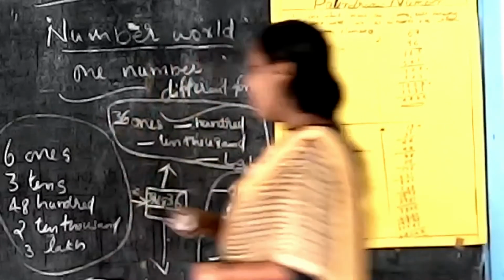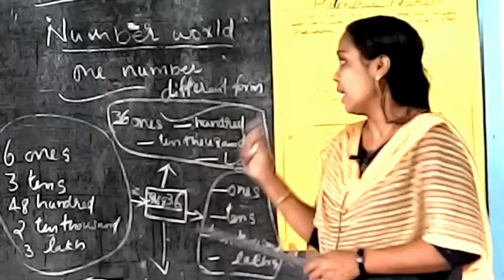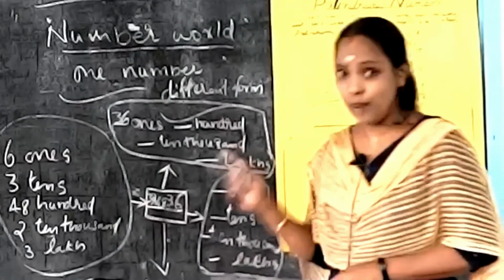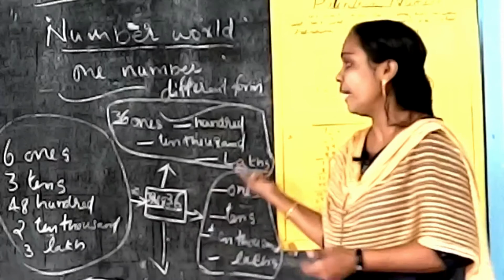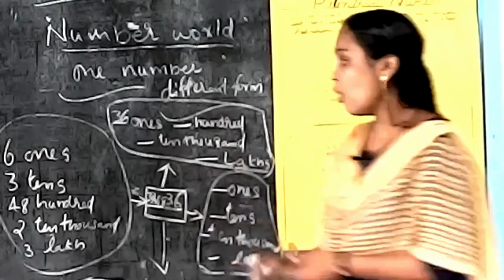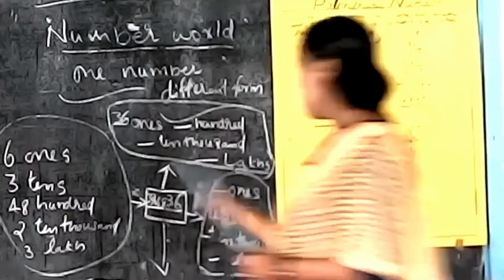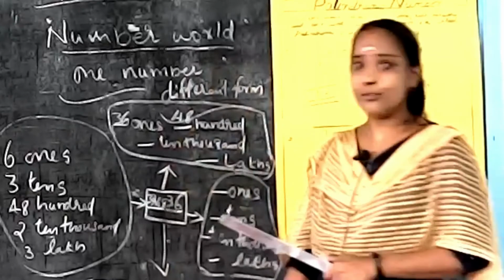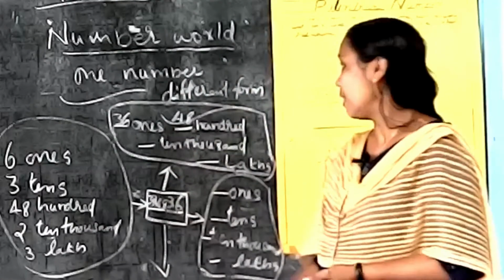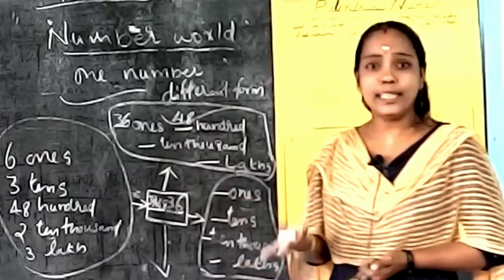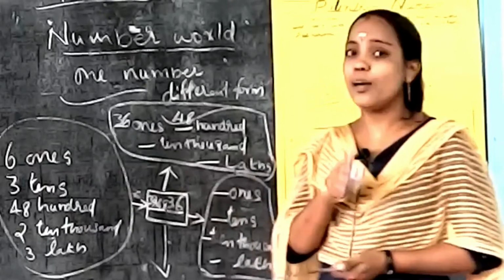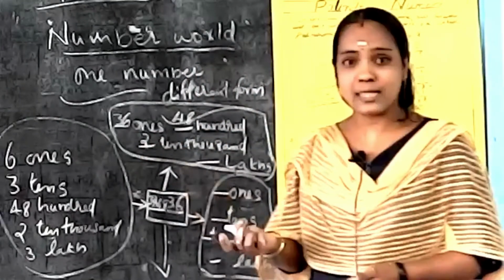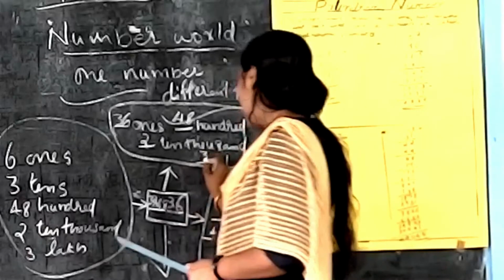36 ones. We already discussed that in the previous class. Therefore, it doesn't ask tens. That's why 36 ones. Next one, 100. How many hundreds? Already given, 48 hundreds. Next one asks how many 10,000s? Your box has 2 10,000s. And how many lakhs? 3 lakhs. Okay.